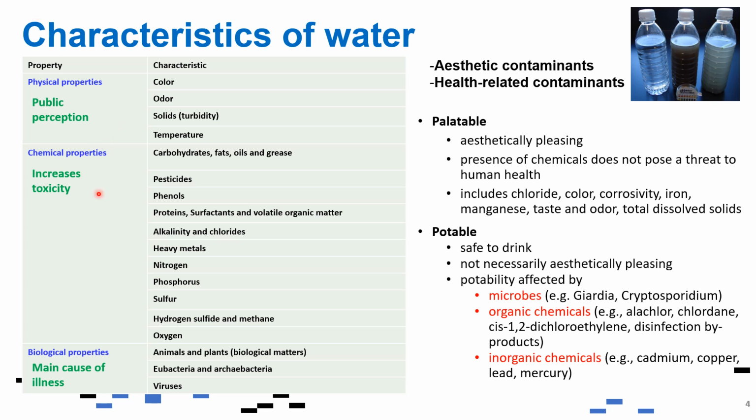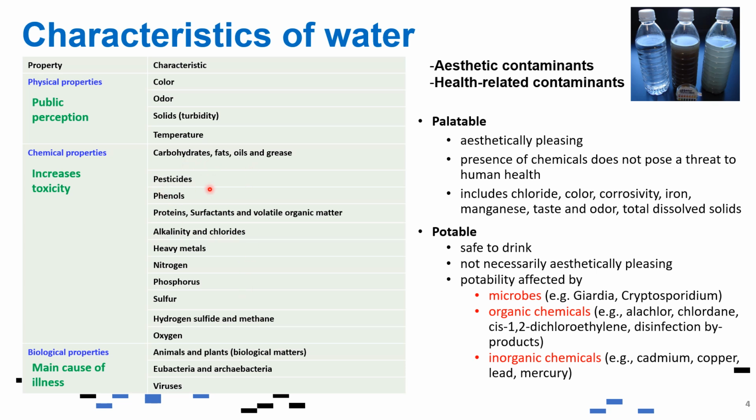The other property or characteristic is based on chemicals. So what chemicals are inside the water? Chemicals are related to the toxicity of the water: how dangerous or how safe the water is overall. So it's based on chemicals.